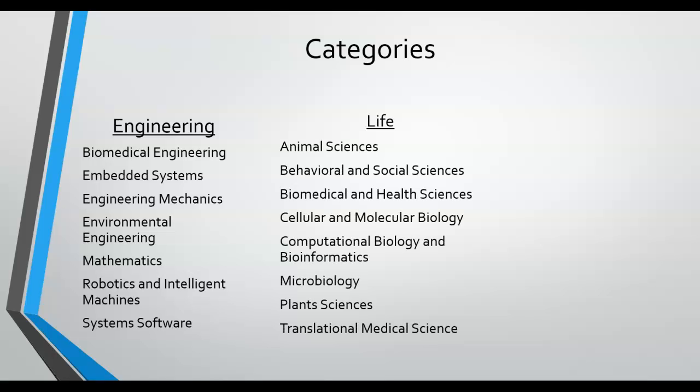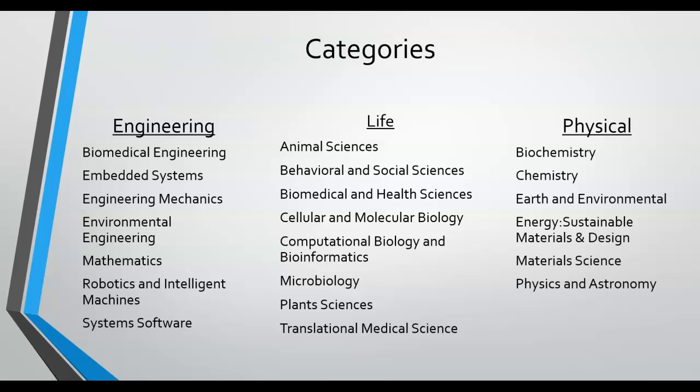The second category is life, which includes animal sciences, behavioral and social sciences, biomedical and health sciences, cellular and molecular biology, computational biology and bioinformatics, microbiology, plant sciences, and translational medical science. And our final category is physical, which includes biochemistry, chemistry, earth and environmental, energy, design, material science, and physics and astronomy.